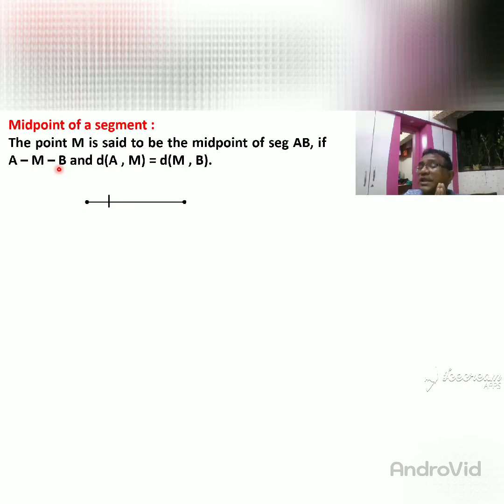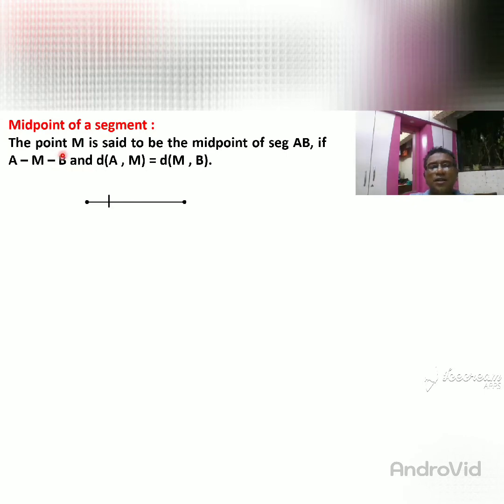So the midpoint of a segment means the point which divides the segment into two equal parts. That is called the midpoint. Do you understand what midpoint means? A midpoint is a point that divides the segment into two equal parts. Such a point is called a midpoint. Is that clear? See again: a midpoint is a point on a segment which divides the segment into two equal parts. That is called the midpoint of the segment.